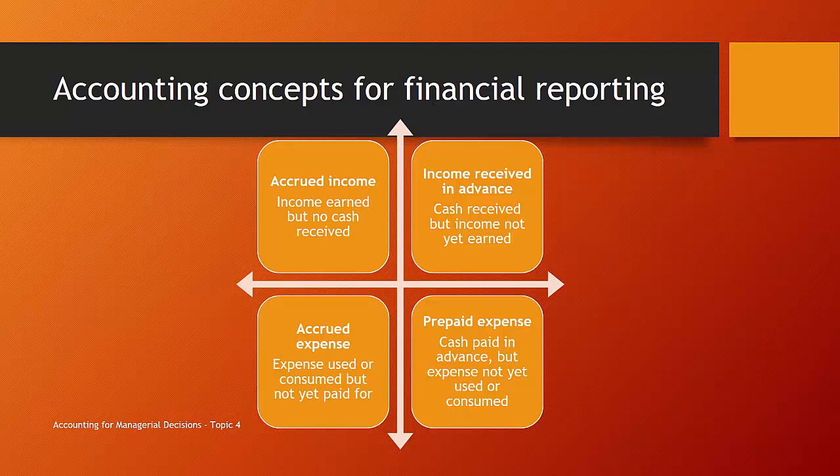So from an income point of view, have you done the work? You might have received the cash already, or you might not have received it yet. From an expense point of view, you've used up the expense, but you might have not paid for it yet, or you might have paid for it before you used it. So those will have differential impacts in terms of the accounting. And with that, we're going to have a look at the 4 different examples from the text.